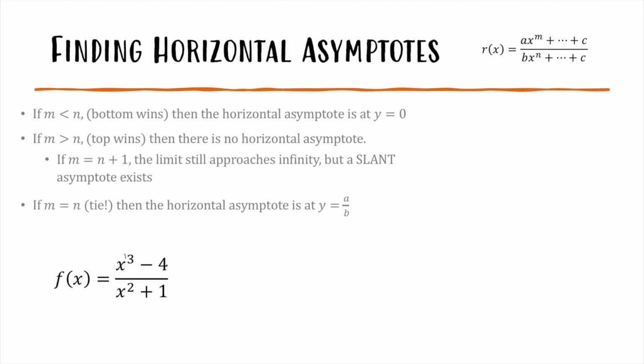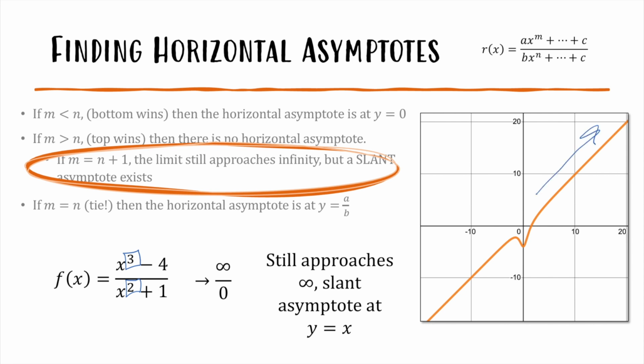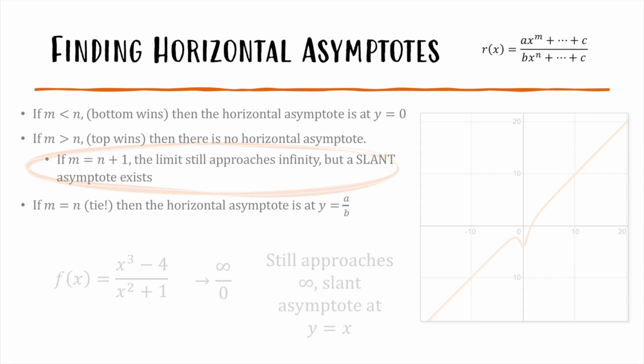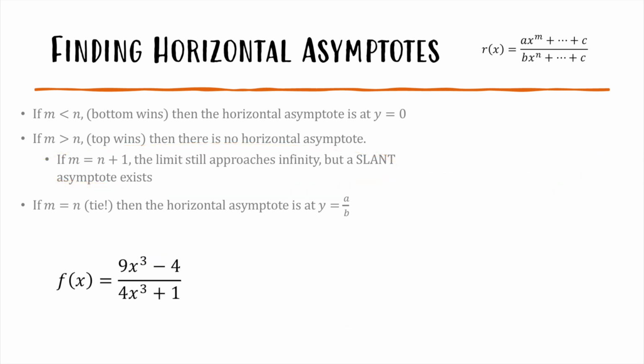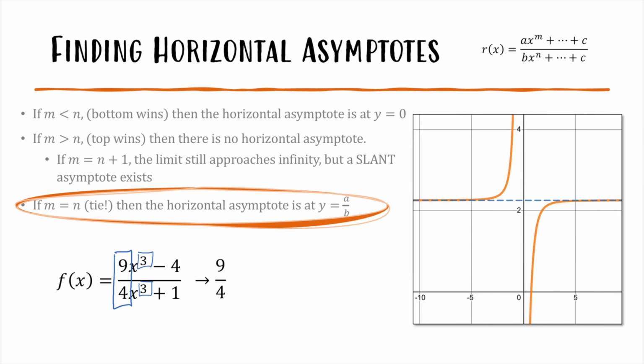This time, the top is just 1 bigger than the bottom. So you're going to have some sort of a slant asymptote. It still is going off to positive infinity here and negative infinity here, but it's with a slant asymptote. And then finally, look at these 3's. That's the same number. So if it's a tie, then the asymptote is hanging out right there at the coefficients. So the asymptote is this line, y equals 9/4. I like those.